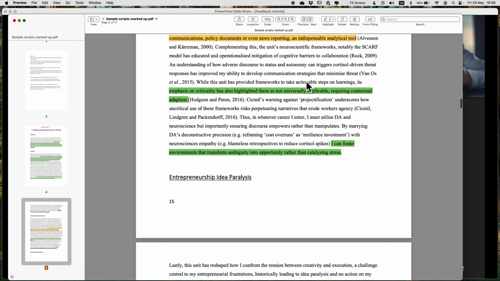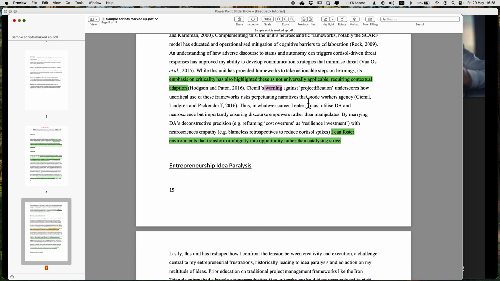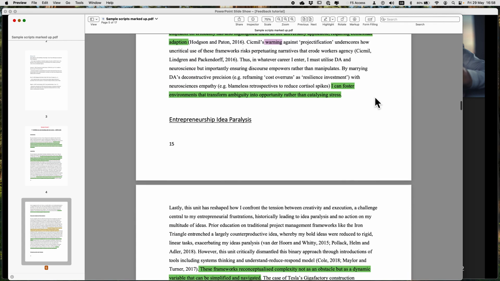"While this unit has provided frameworks, etc., its emphasis on criticality is also highlighted. This is not universally applicable." So again, looking for critical depth, self-criticism, challenging assumptions, confronting orthodoxies and arguments. So they've drawn on some critical literature here in particular, but shown that they're not just thinking about this as one way to treat this particular topic. They're showing there's a warning against other ways of thinking about project management in this particular case. So again, demonstrating criticality, critical thought, using critical literature, but also being self-critical too.